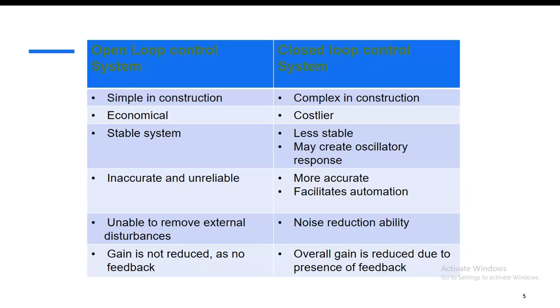The main point is the changes in the output due to external disturbances are not corrected automatically in open loop system, whereas the changes in the output due to external disturbances are corrected automatically in a closed loop system. Open loop systems are generally stable systems, whereas great efforts are needed to design a stable system in a closed loop system.